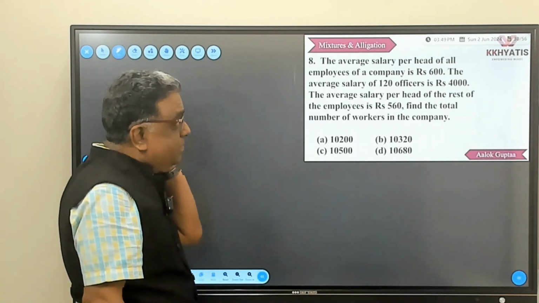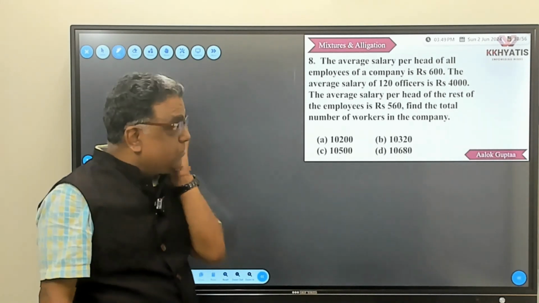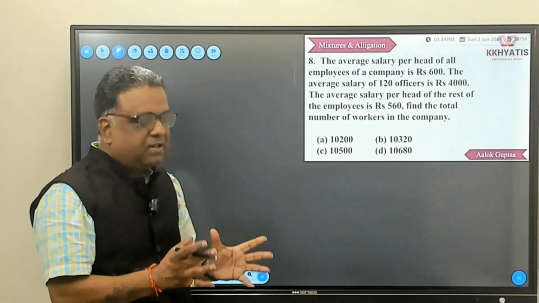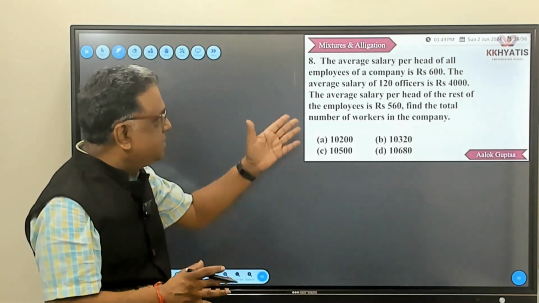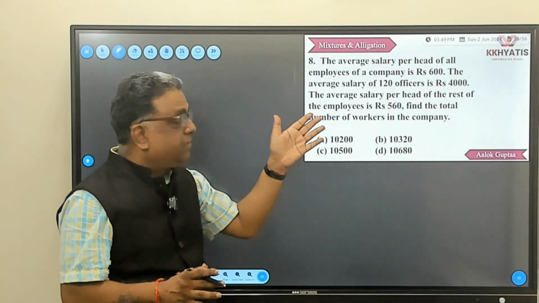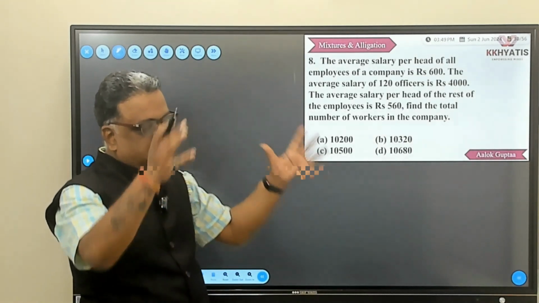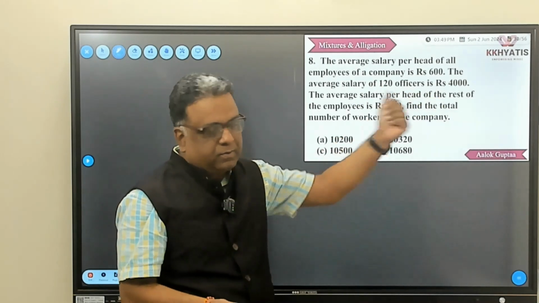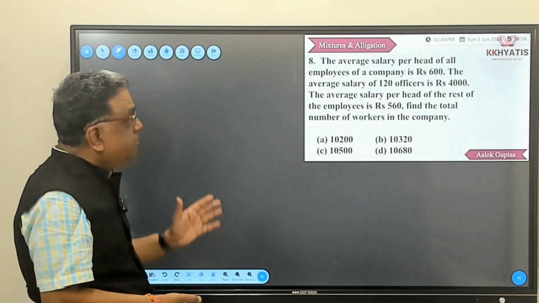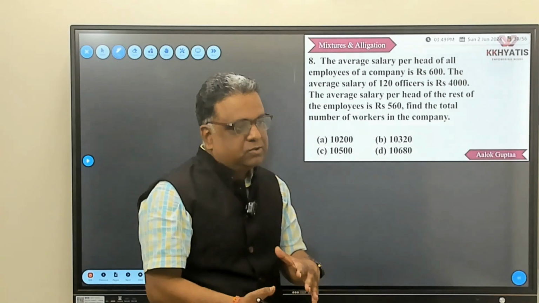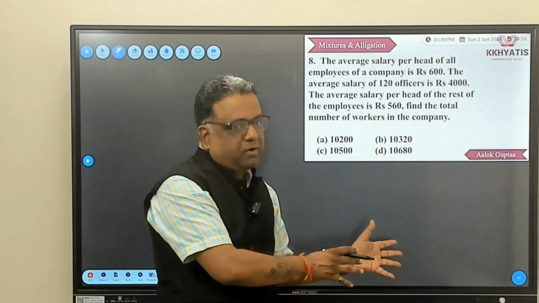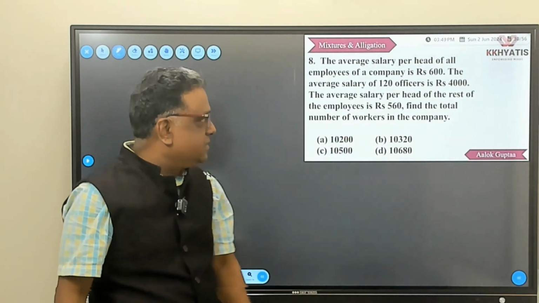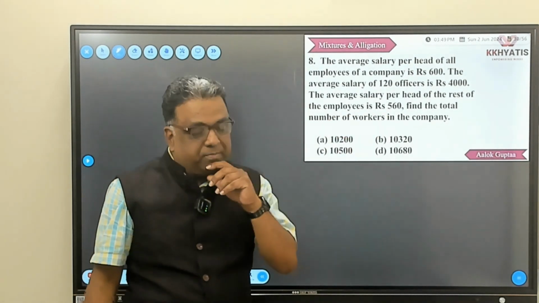The average salary per head of all employees in a company is rupees 600. So there are a lot of employees in the company. The average salary of a person per head is 600. The average salary of 120 officers, which means out of the total employees, 120 are officers, whose average salary is 4,000 rupees. The average salary per head of the rest of the employees is 560. Find the total number of workers in the company.